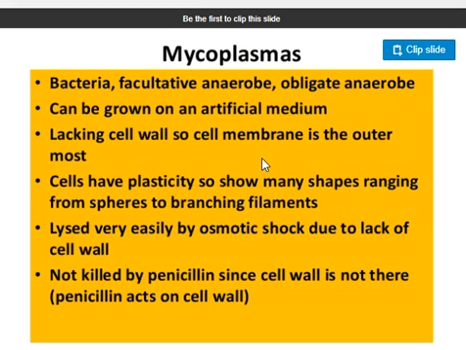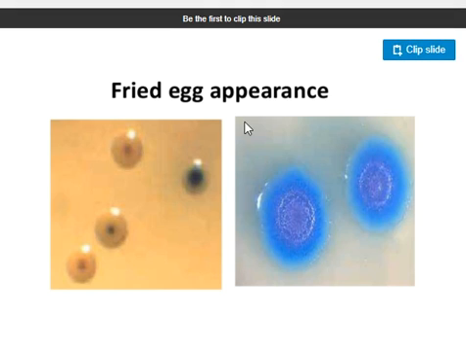In sterilization related to Mycoplasma, in most cases it can be easily killed by a change in pH or certain osmotic shock. In such a way, we have discussed the general characteristics of Rickettsia, actinomycetes and Mycoplasma. Thank you.